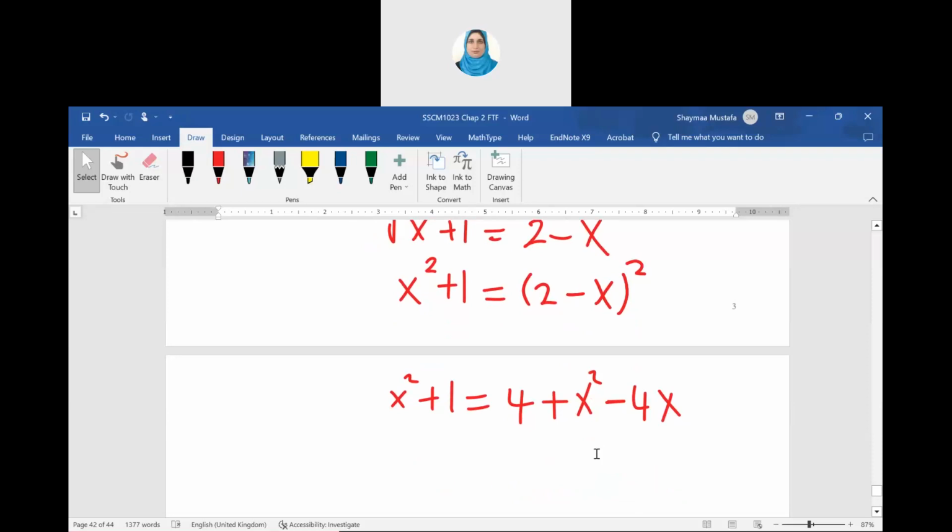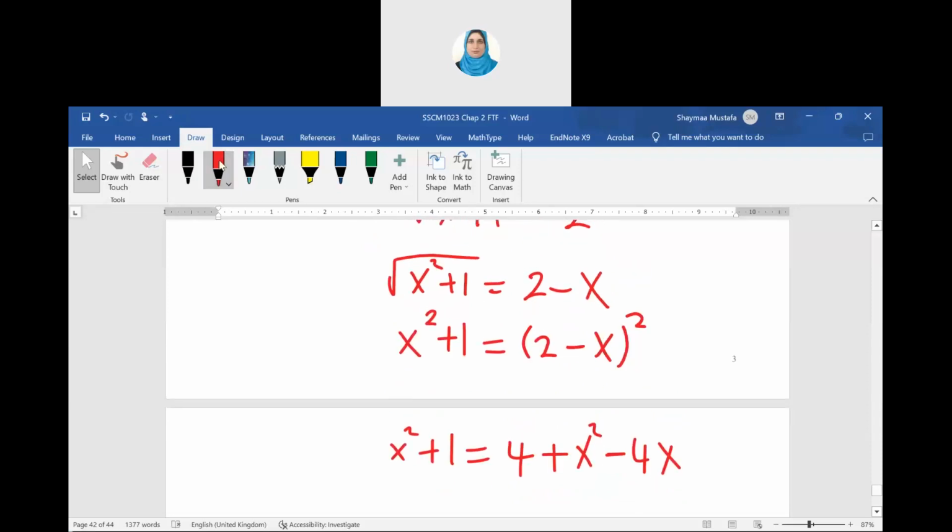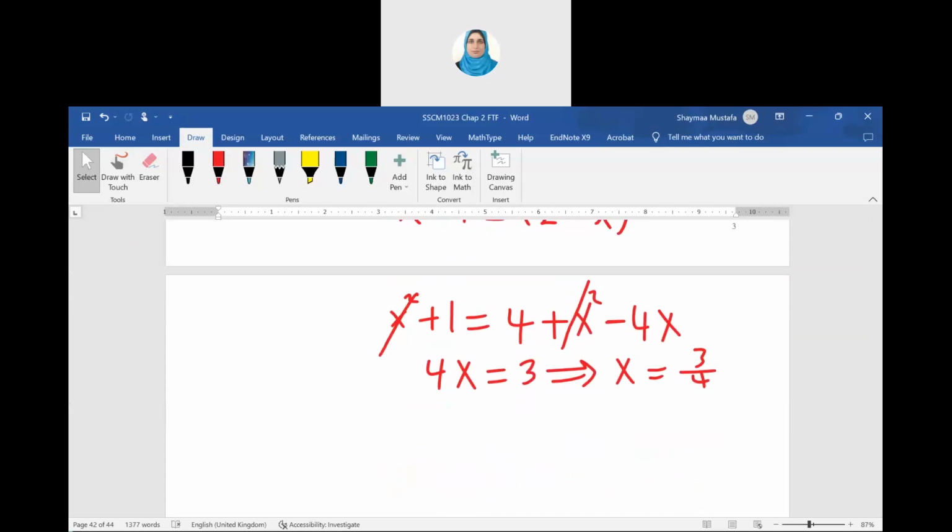Now solve this equation. x squared from here can be cancelled with x squared from here. And then you get that 4x will be equal to 3. So x is 3 over 4. This is the first solution.